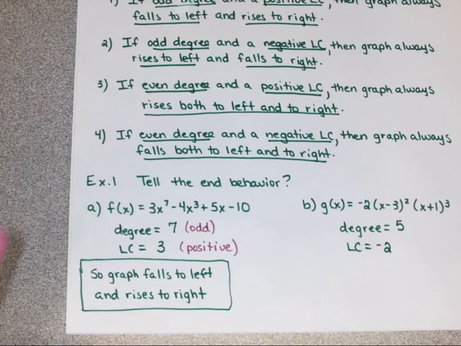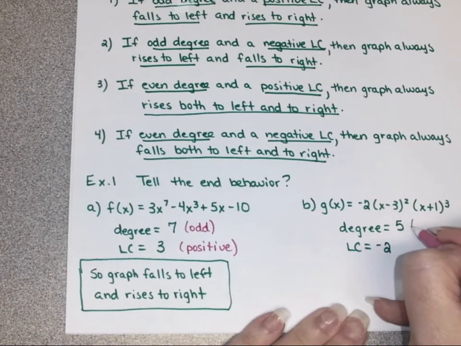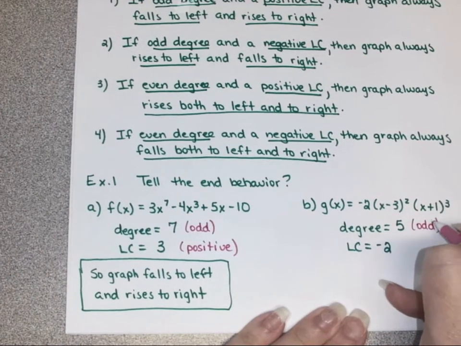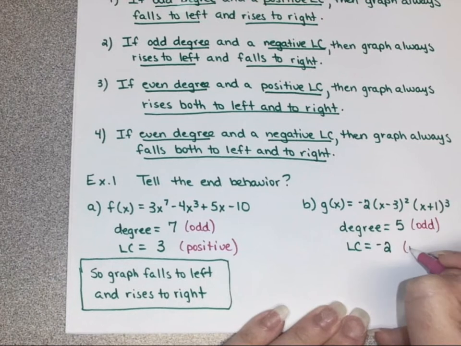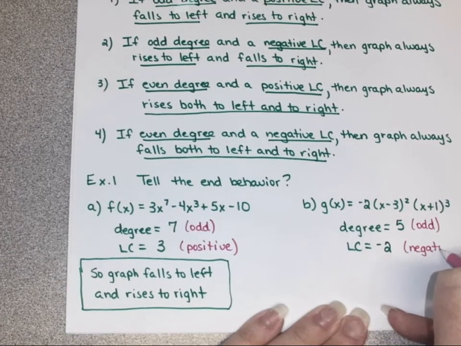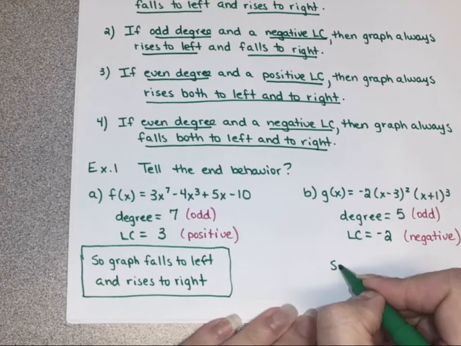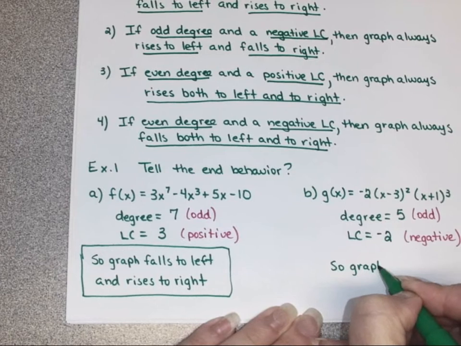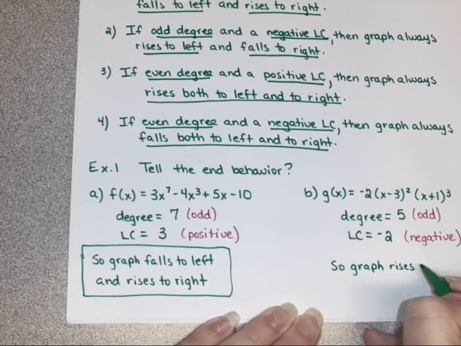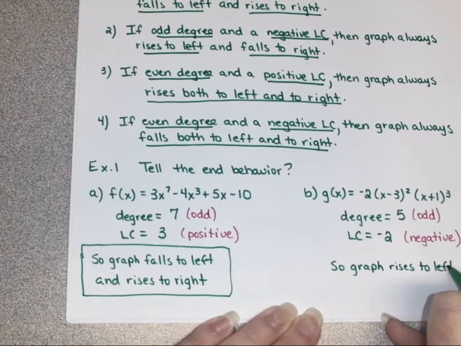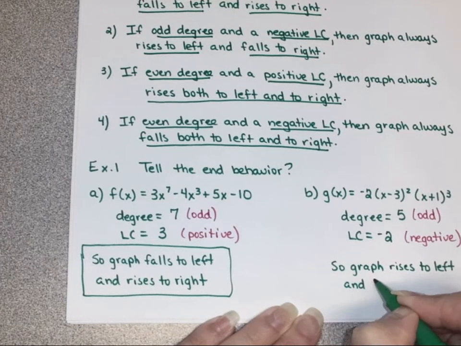Okay, what's the significance of these, though? I care about the fact that this is odd and that this is what now? Negative. So what does that mean compared to part A, then? It's going to be exactly the opposite, right? The graph's going to rise to the left and fall to the right.